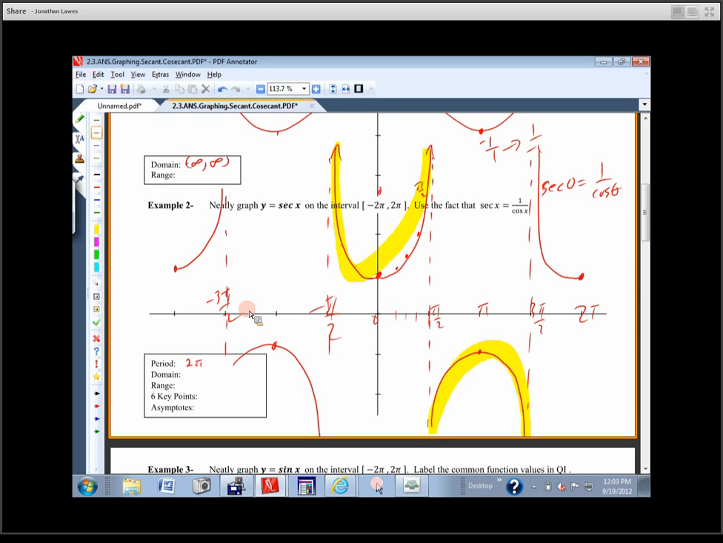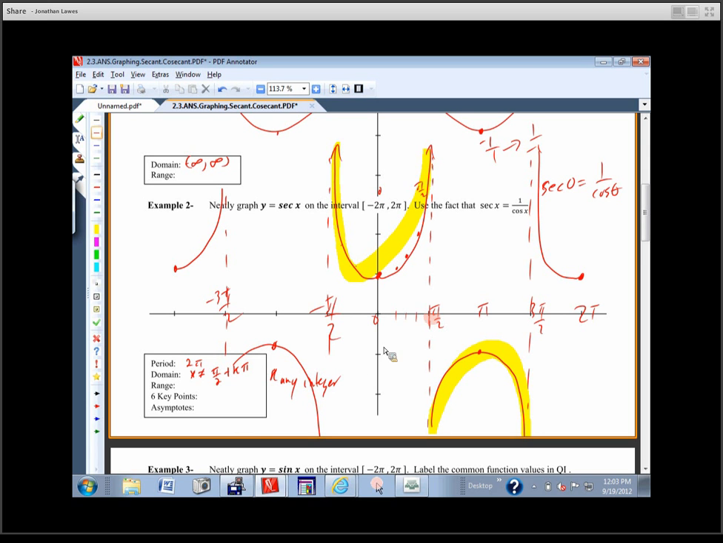Rather than listing all of them, we do something like this. We say all the x's except for, pick one of these, pick any one you want. I'm going to pick this positive one right here. The first place that's not in the domain is pi halves. And then how far do I have to go to get to another asymptote? How far is it between pi halves and 3 pi halves? Pi. So we do plus k pi. And k is any integer.